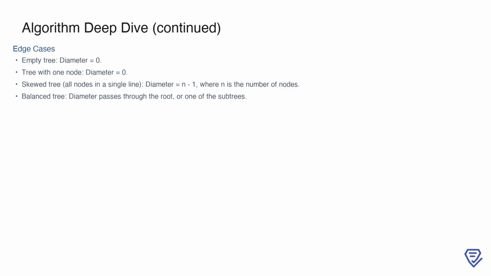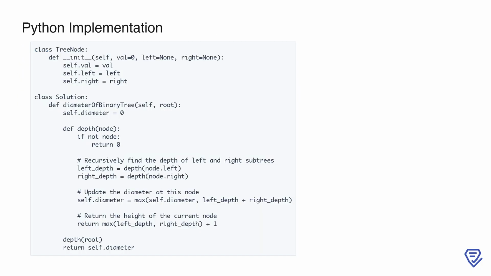For balanced trees, the diameter often passes through the root but can also extend into one of the subtrees. By accounting for these scenarios, the algorithm remains robust and handles a wide variety of tree structures effectively. The solution to LeetCode problem number 543, diameter of binary tree, involves calculating the longest path between any two nodes in a binary tree. This path may or may not pass through the root.